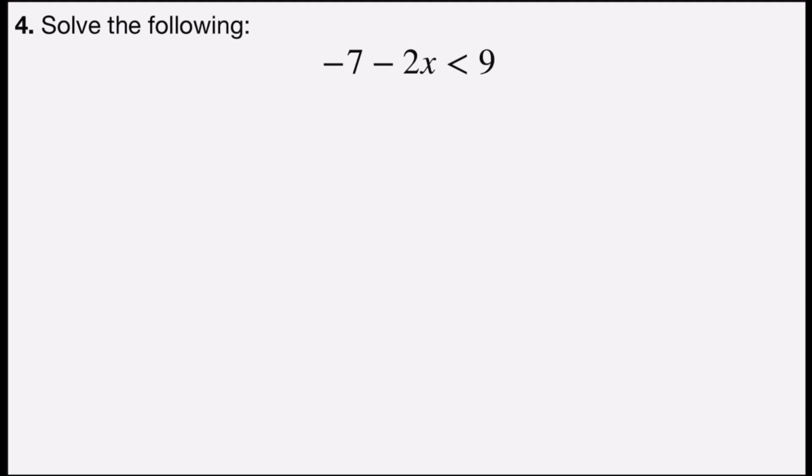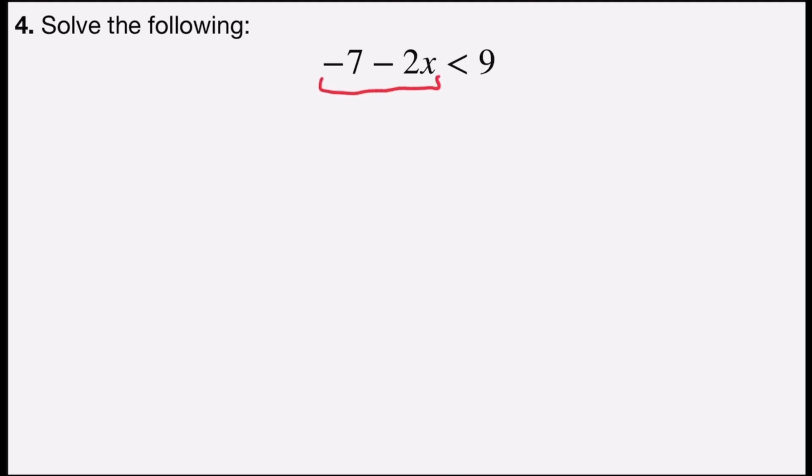Problem number 4 says solve the following. -7 minus 2x is less than 9. And so the process to solve an inequality is very similar to the process to solve an equation. Again, if I have to divide or multiply by a negative value at the end, or even in the middle of the problem, I have to reverse the inequality symbol. But I'm going to start out with the same process as I would use for an equation.